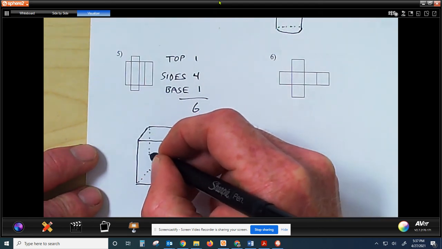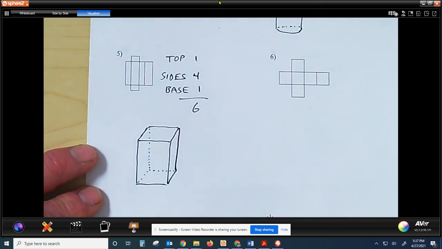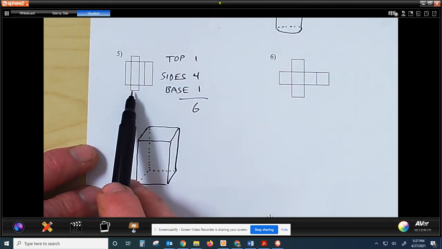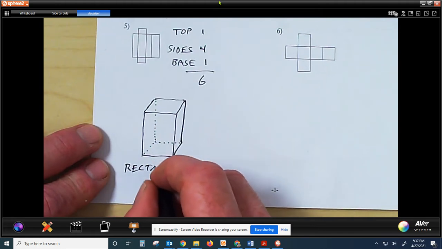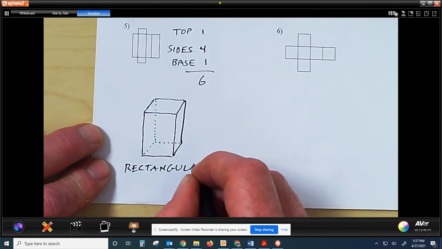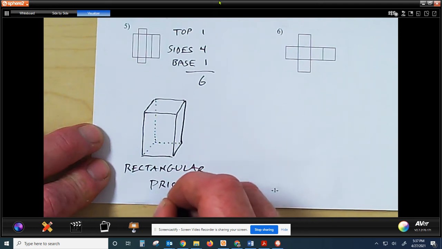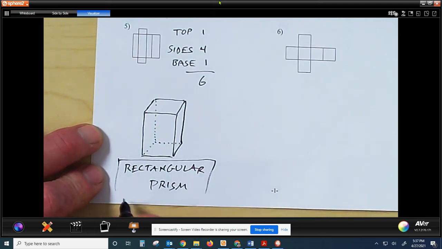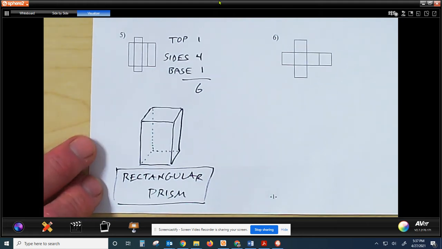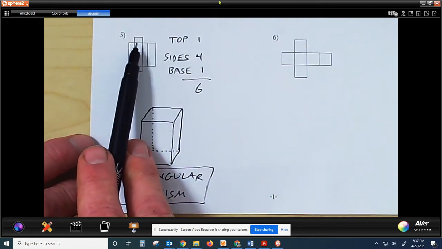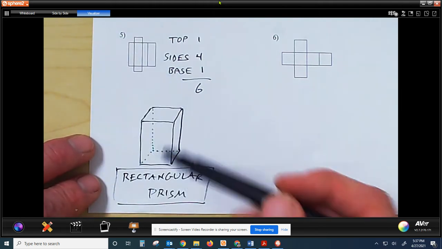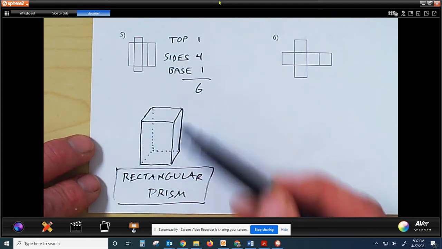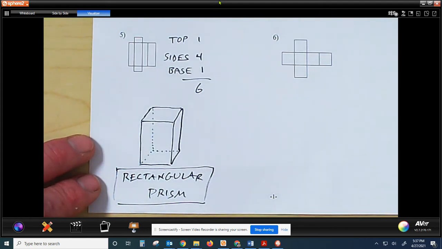So I'm drawing in the full three-dimensional shape. What is it? Because this is a rectangle. Long answer to number five. It is a rectangular prism. Taking stock of all of the shapes that go into it, there'd be six rectangles that I might have to account for differently. And I have this shape that would come back together.